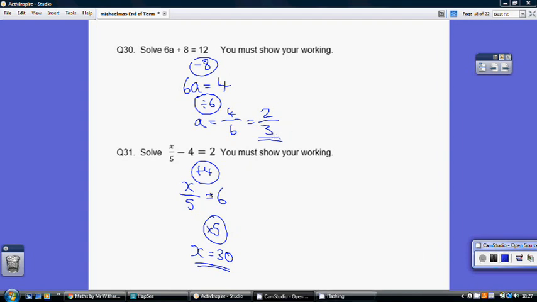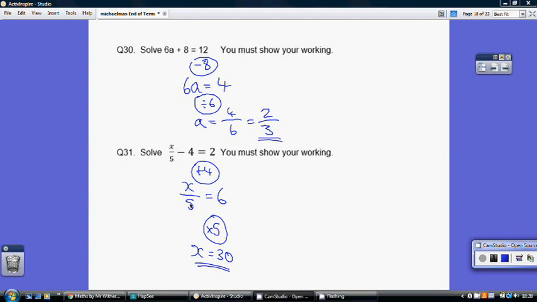Question 31. So same opening step, we need to undo the minus 4 by adding 4 to both sides. So at that point we're left with x over 5 equaling 6. But now for the first time we've got a different operation to undo. This is dividing by 5. So to undo a dividing by 5 we've got to choose to multiply both sides by 5.